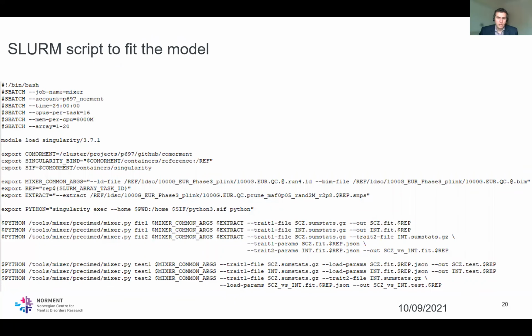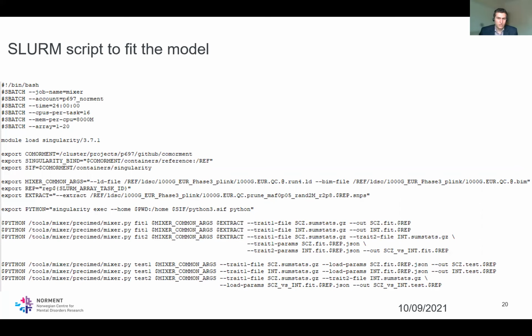This is a MiXeR script that runs the model fit. Note that all of the reference data is already provided in the Comorment repository, so you do not need to generate the LD structure nor the SNP selection. Here we are running the fit command twice, once for each trait, followed by the fit2 command for the cross-trait analysis. If you have more than 2 traits, you probably want to split the scripts and finish all of the univariate analysis first, and then proceed with all of the pairwise combinations for the cross-trait analysis.